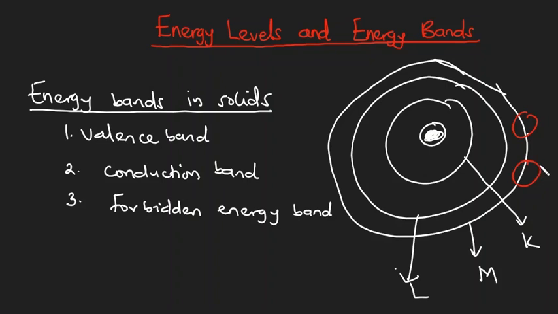So if they are fully filled, that means that there will be no free space for the electrons to move because they are fully filled. But if they are partially filled, there can be free spaces for them to move. So the electrons being able to move freely, they are called free electrons.